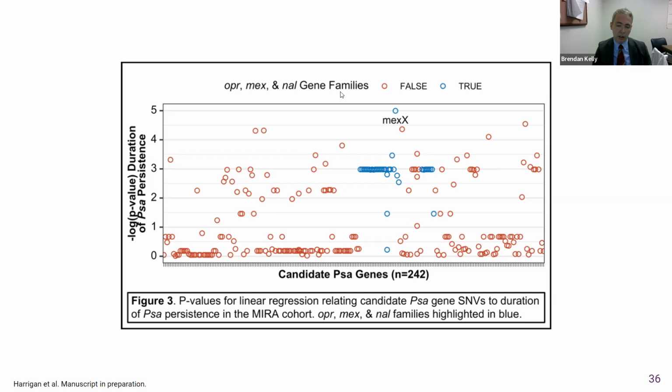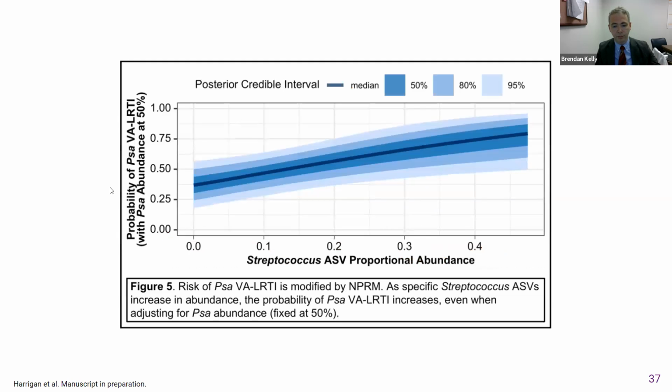And it was, I think, in our eyes at least, of a lot of validity that some of our biggest hits were from the OPRMX and Nalgene families, highlighted in blue here. This is sort of a Manhattan plot where the strongest associations with Pseudomonas persistence in the lower respiratory tract are higher on the y-axis, the vertical axis here. And so MEXX was the most strongly associated factor, but a bunch of other OPRMX and Nalgene families, or porin efflux system families, showed up in our analysis as well.